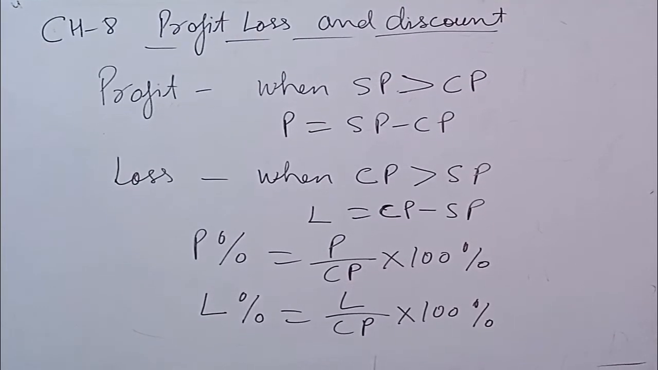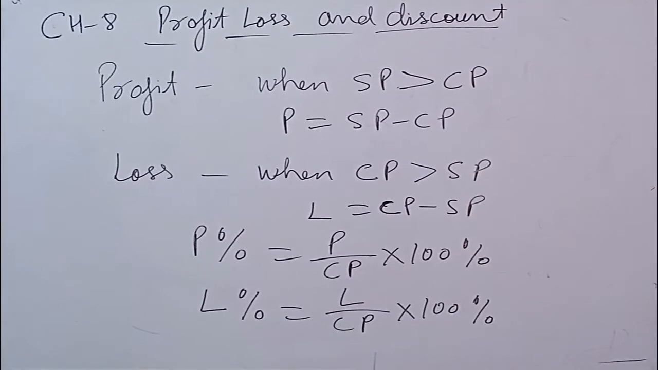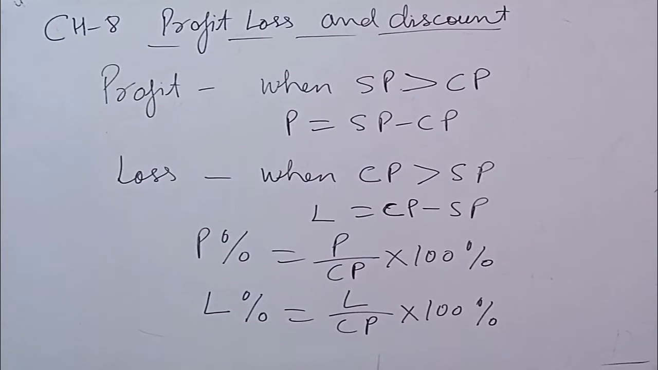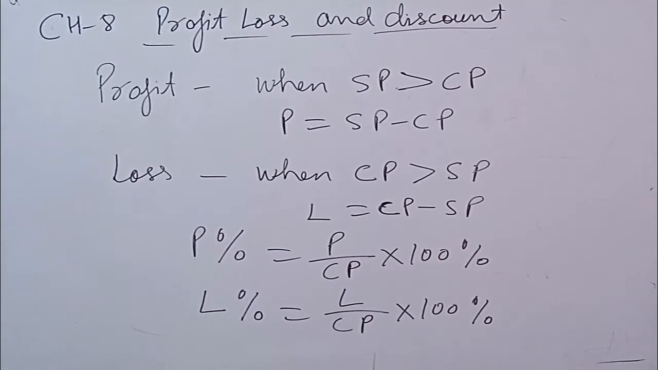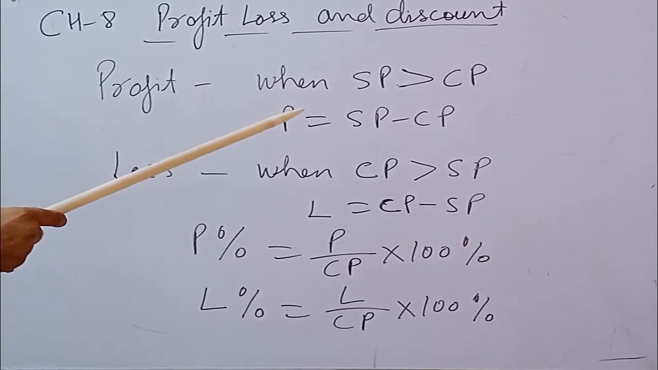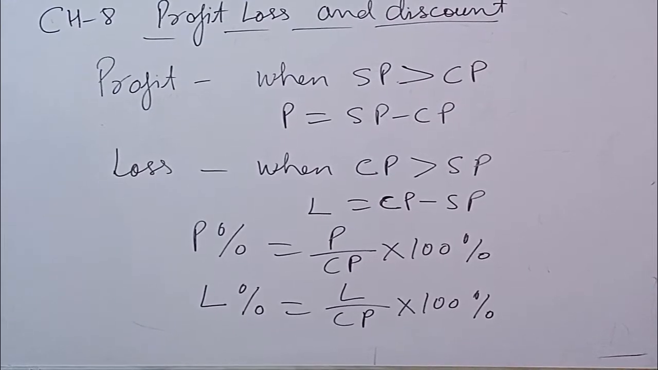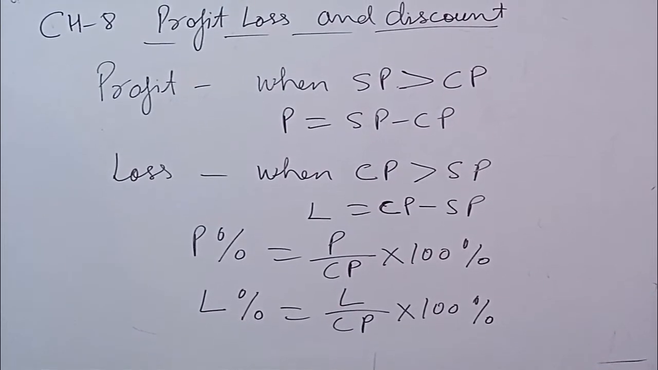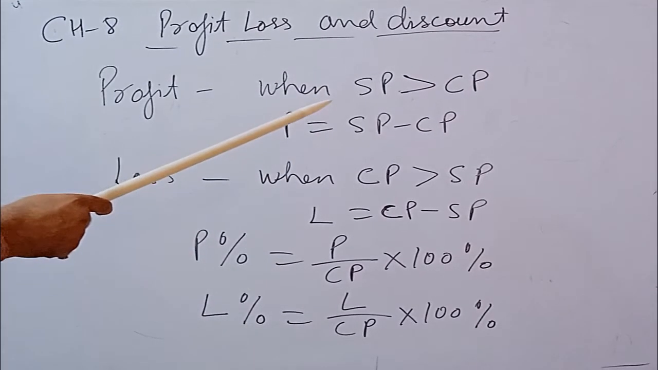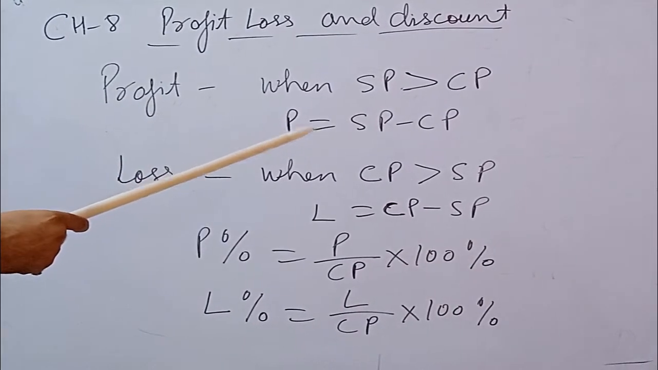Children, today we will study chapter 8. The name of the chapter is Profit, Loss and Discount. You all know what profit is. Profit is when we get more amount from what we sell. Profit occurs whenever the SP is greater than the CP. SP is the selling price, and CP is the cost price at which we purchase some object or article. Whenever SP is greater than CP, we have a profit. So profit equals SP minus CP.